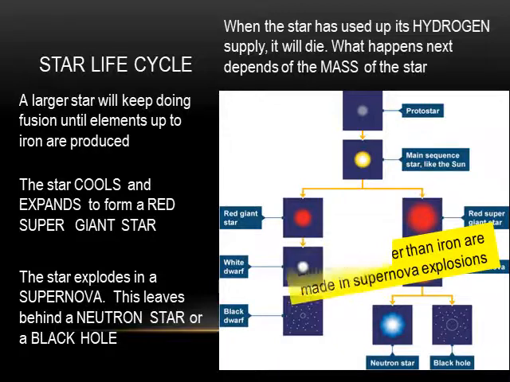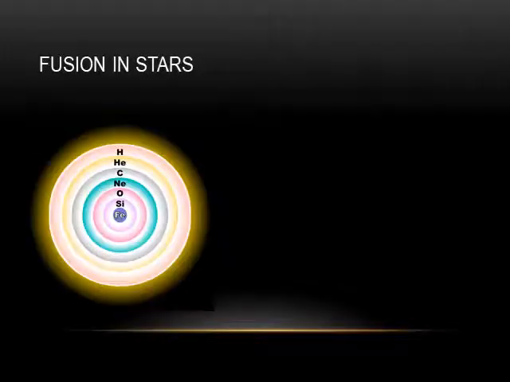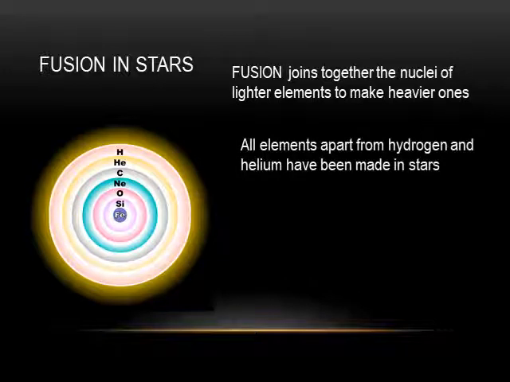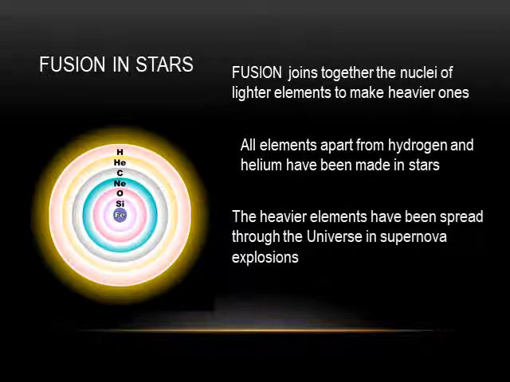Now, it's in the supernova explosion that the forces are big enough to stick together the nuclei of atoms to make elements heavier than iron. So fusion is sticking together smaller nuclei of elements to make larger ones, and all the elements apart from hydrogen and helium have been made in stars through the history of the universe, and they've then been spread throughout the whole universe as those stars explode in big supernova explosions.